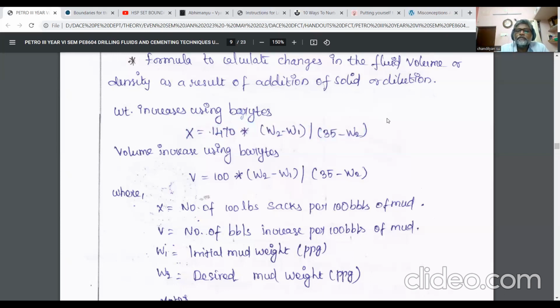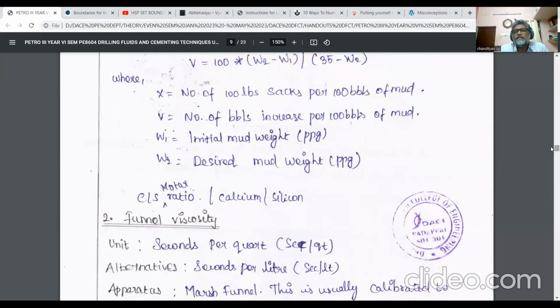What is the volume increase by addition of barite to the drilling fluid? That is given by this equation. V is equal to 100 into W2 minus W1 divided by 35 minus W2. If you see here, the expressions are the same, and only the numerals are different. So it's easy to remember. But please write this one carefully because it's 100-pound sacks per 100 barrels of mud.